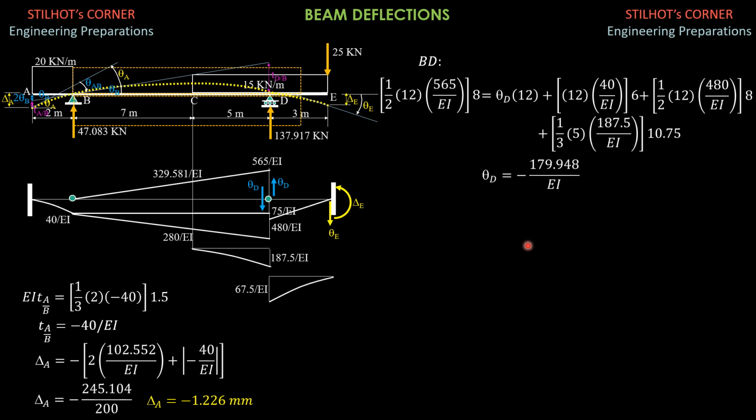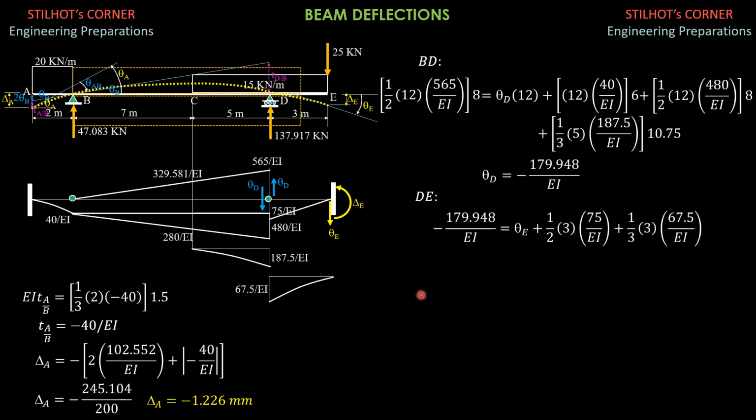Then having found theta D, considering DE, summation forces Y equals 0. So negative 179.948 equals theta E plus 1/2 of 3 times 75 over EI plus 1/3 of 3 times 67.5 over EI. By the way, this is 67.5. First, 25 times 3, so 75 over EI. Then 15 times 3 times 1.5, 67.5 over EI. This is second degree.